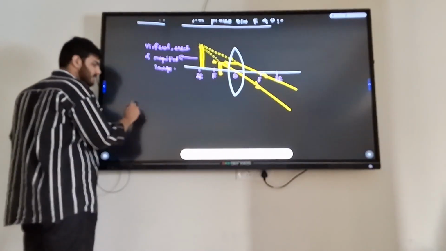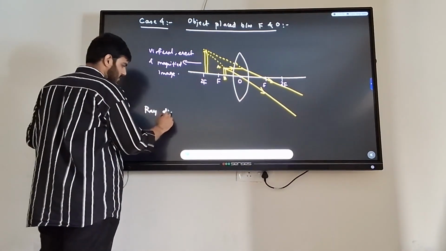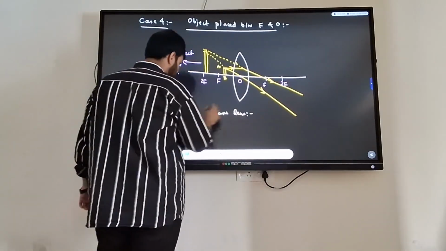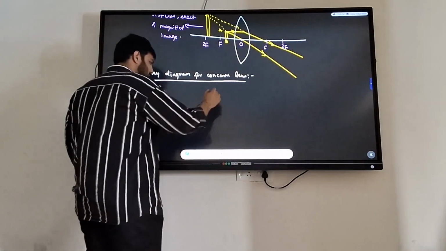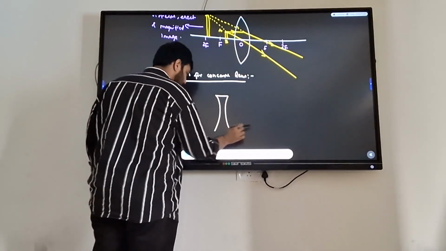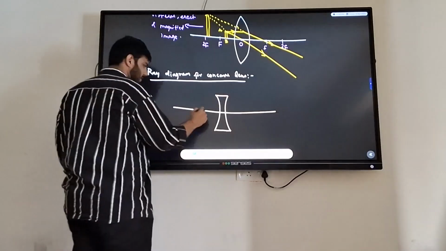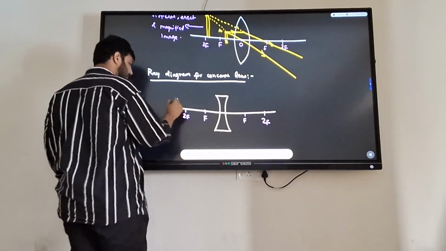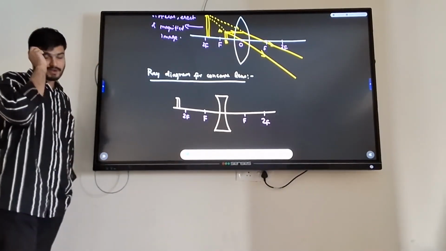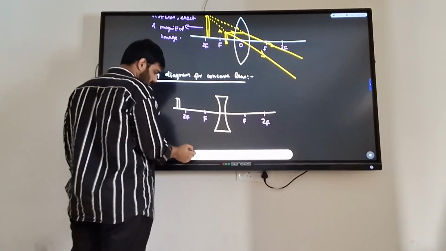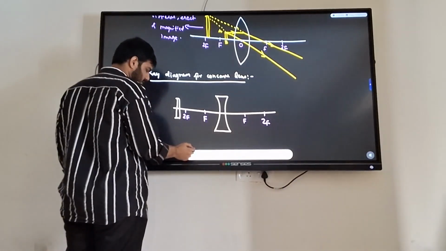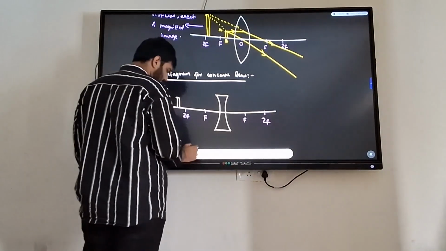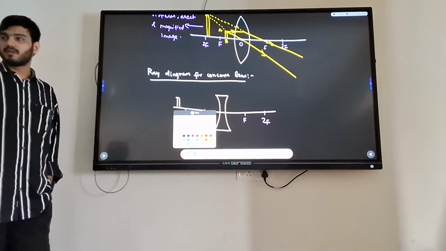So I will make only one diagram. A diagram for a concave lens will be something like this. This is F, 2F, F, 2F. Let's say I place my object anywhere, where will I find my image? I can imagine the object is something like this. Let's say the rays are coming like this.